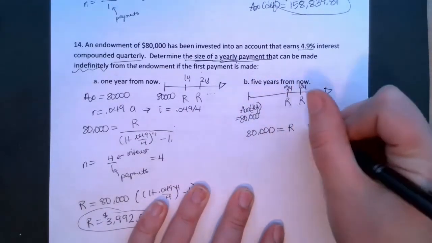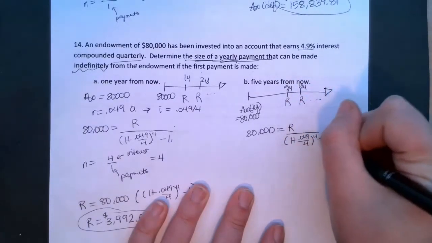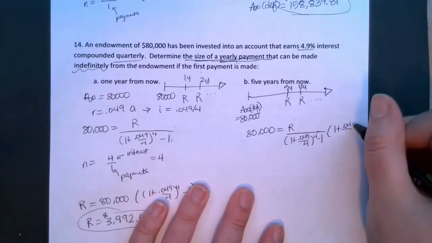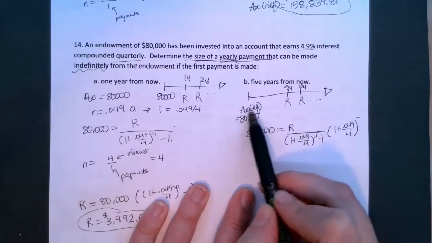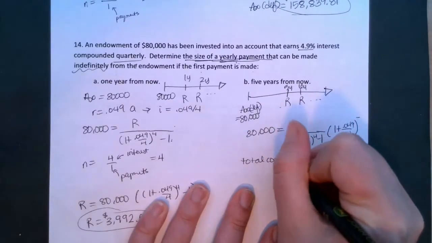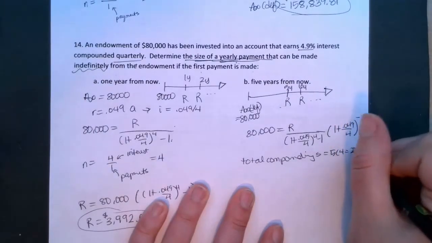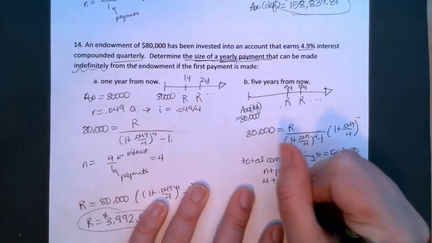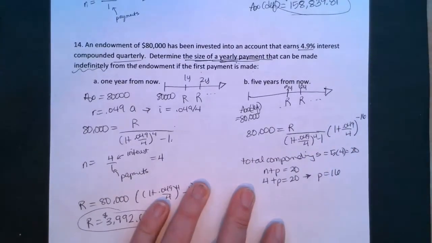So 80,000 equals R over 1 plus 0.049 over 4 to the 4 minus 1. So again, that's going to match what we did over here. Times 1 plus 0.049 over 4 to the negative, and now we have to figure out what that is. So here are the total compoundings that we do. That would be 5 times 4, so that's 20. So that means if n plus p equals 20, n is 4, so we have 4 plus p equals 20, that tells us that p is 16, so this would be our 16.